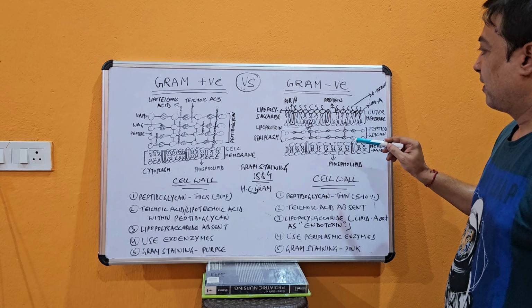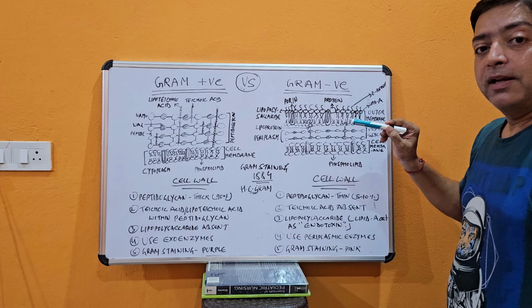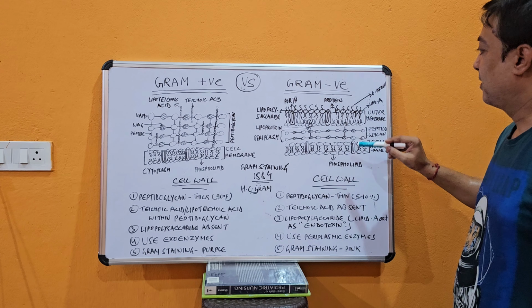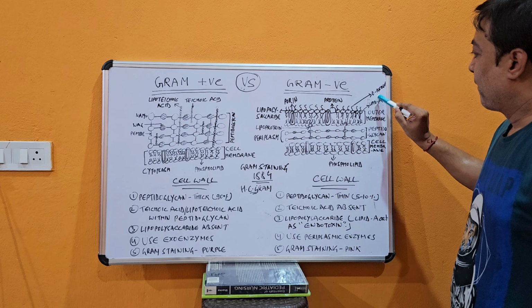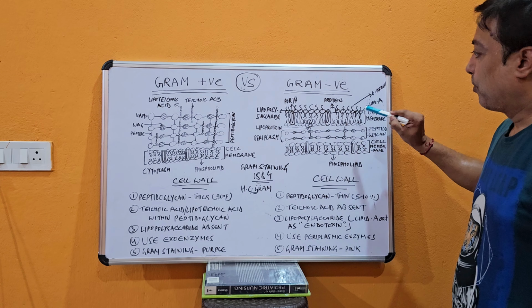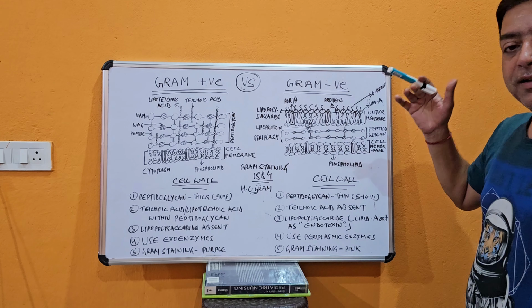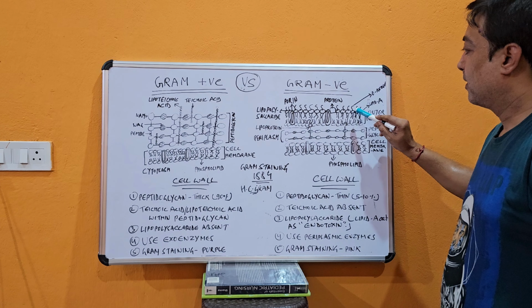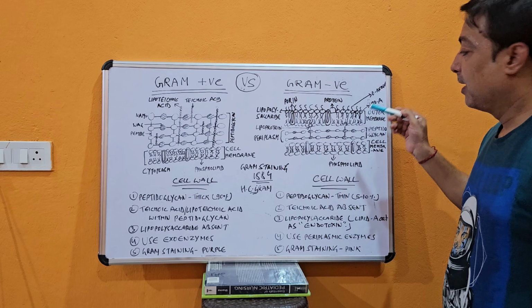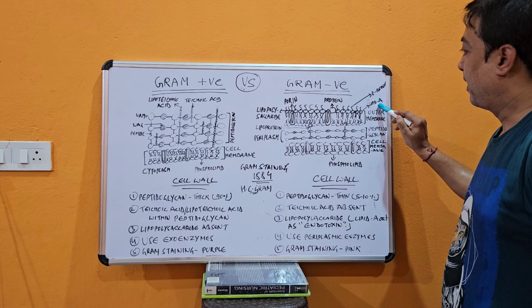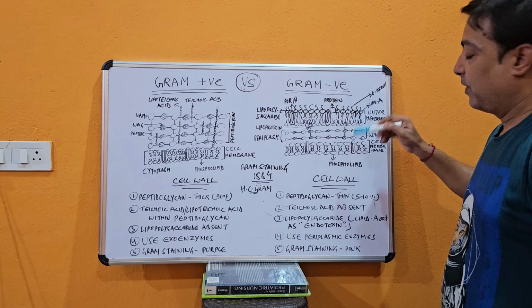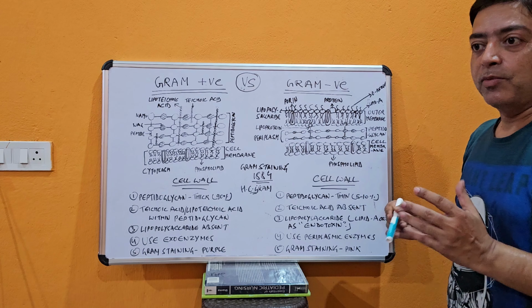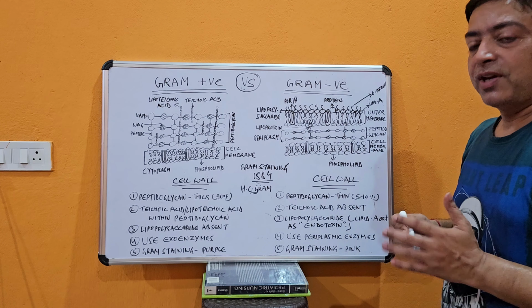There are several differences, and one of the most important parts of the gram negative cell wall is the lipopolysaccharide. It is composed of three components: the O antigen, then the O polysaccharide, and the inner part, lipid A. The O antigen, when it comes in contact with the host, like a human being, triggers the immune system inside the host.